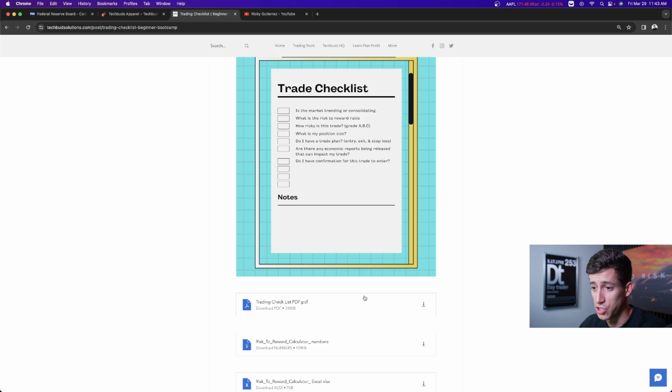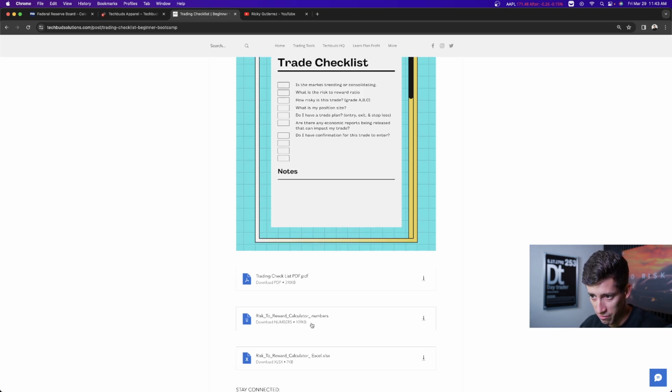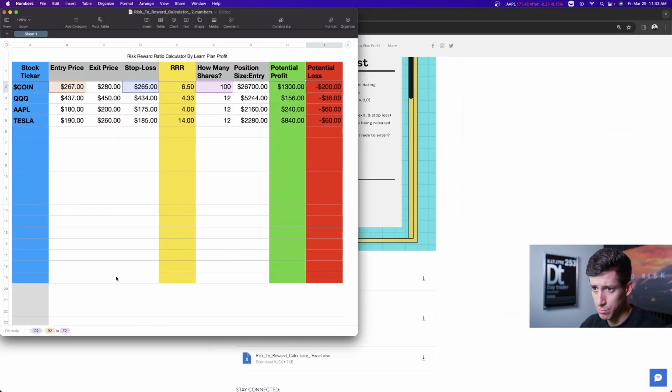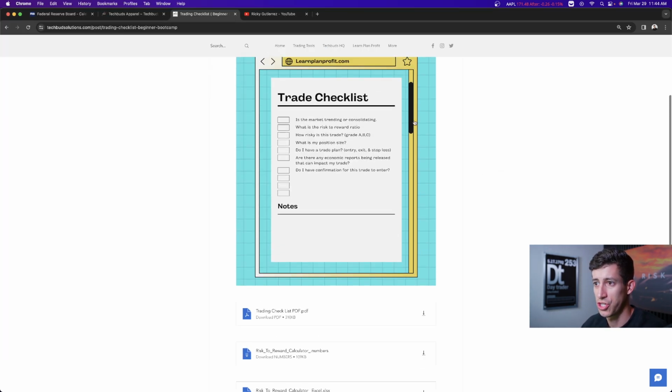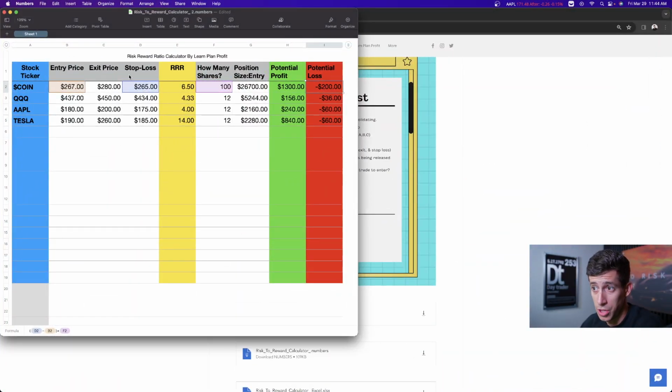Not only can you download the checklist, but you can download the risk to reward ratio either for Numbers if you have an Apple device or for Excel if you have a non-Apple device. It's pretty much going to download it like this. I color coordinated mine. I don't know if it's going to come color coordinated. But the really cool thing about this is that, just like it explains in the checklist, it talks about understanding your risk to reward ratio, how risky is this trade, your position size, and your trade plan. So this pretty much almost checks off 4 of the 7 boxes in your checklist, or the checklist that we created today.